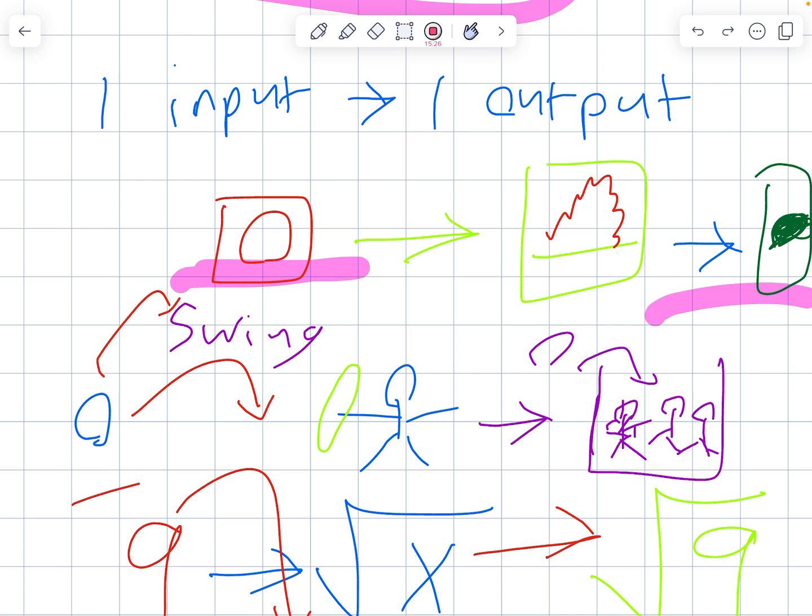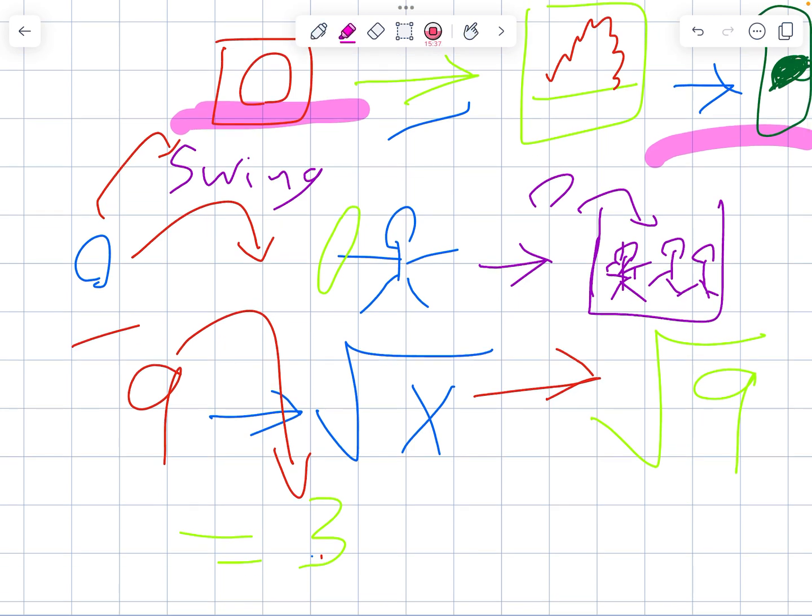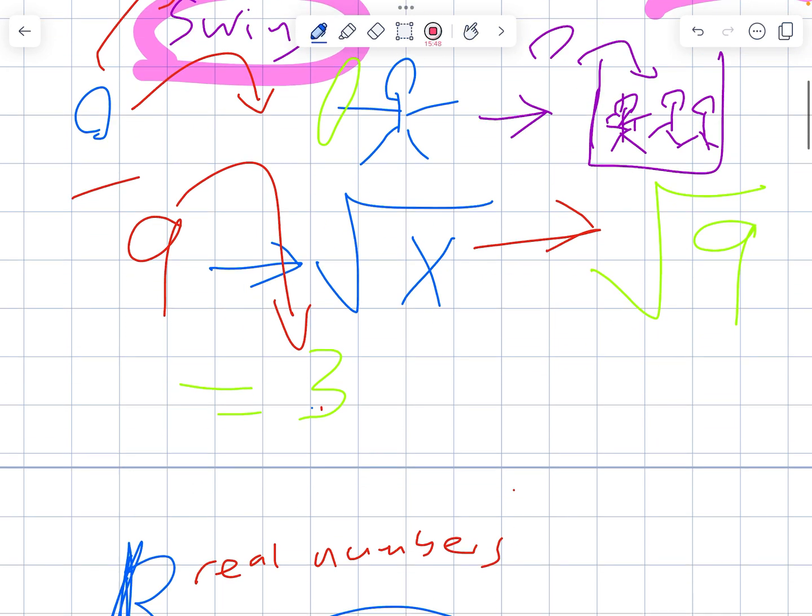A function. You have an input. You put it into a machine. Our machine in this case is a pizza oven, and we turn our pizza into cooked pizza. The machine in this example is our swing. If we put a ball into a baseball player's swing, we're going to get a home run. And mathematically, a fine example of this is if we put 9 into our square root of x function, we're going to get the square root of 9, which is 3. If we put any other number, 2, 3, 4, 5, 6, 7, 8, we will always get a distinct output, which is the beauty of a function.